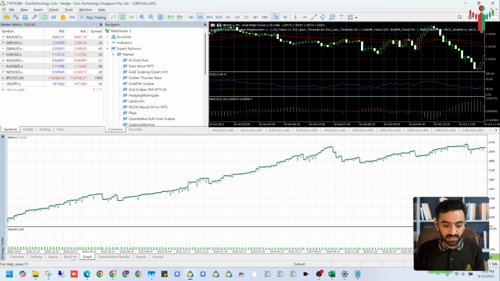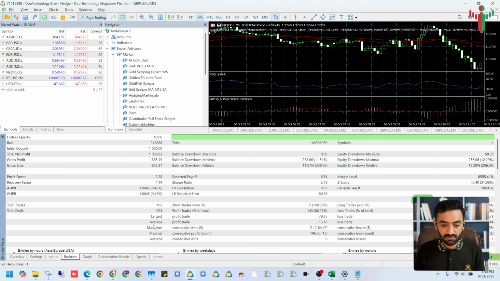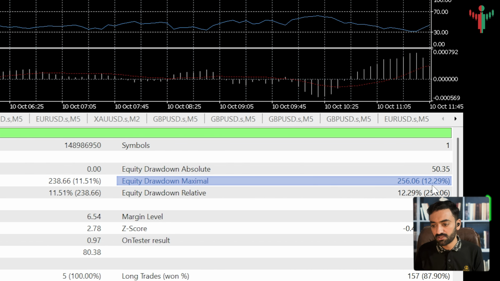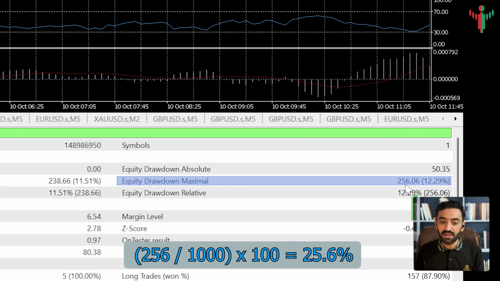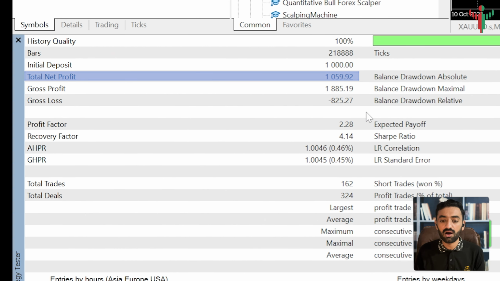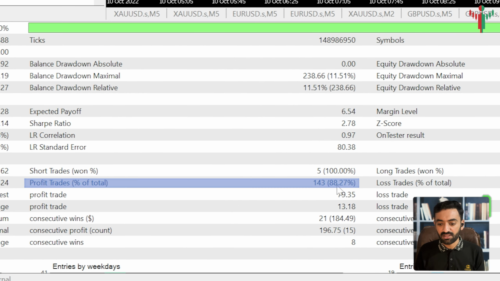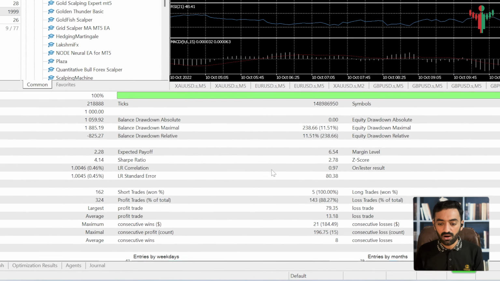The single test is completed with the 0.5 lot size, and now it made a total net profit of 1,000, which is almost 105% growth, with a drawdown of 12% and the drawdown in dollars is 256. If we calculate manually, this means a 25% drawdown with growth of 105%, and it opened a total number of 162 trades and the win rate is 88.27%.